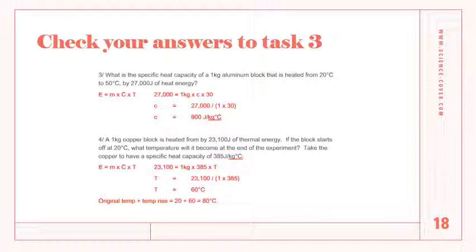A 1 kilogram copper block is heated by 23,100 joules of thermal energy. If the block starts off at 20 degrees Celsius, what temperature will it become at the end of the experiment? Take copper to have the specific heat capacity of 385. So we want the temperature change in this case. So if you cover up T, it gives you E divided by M times C. So that's 23,100 divided by 1 times 385. So that temperature change is 60 degrees Celsius. So to find the final temperature, we just got to add that temperature change to the original temperature. So 60 plus 20, and that gives us 80 degrees Celsius.